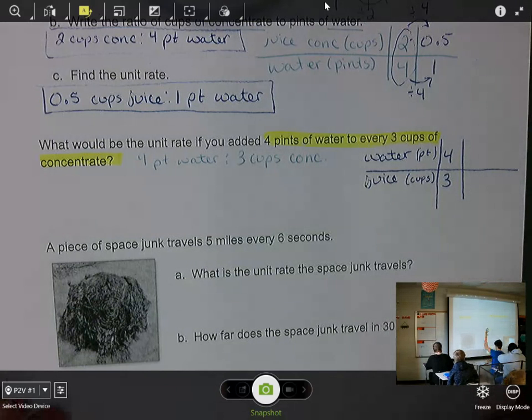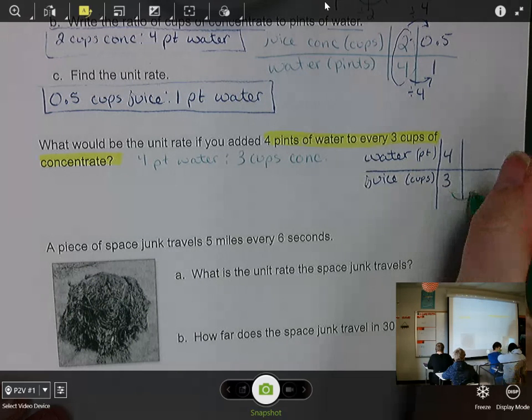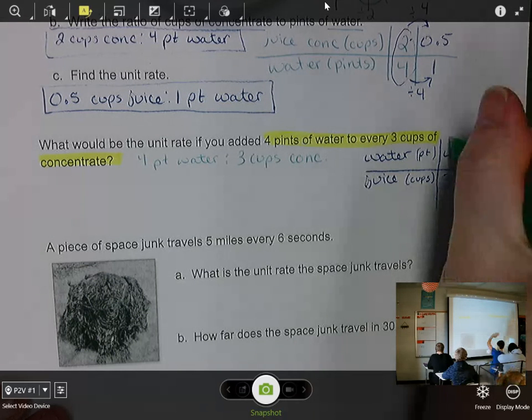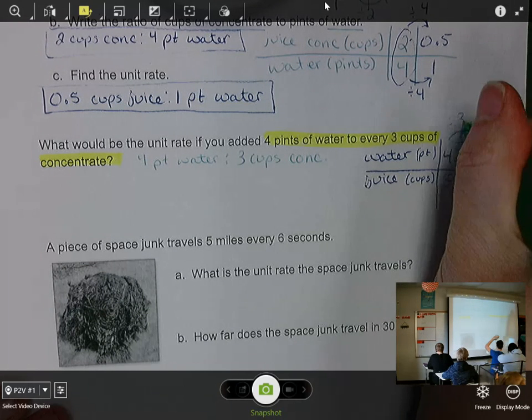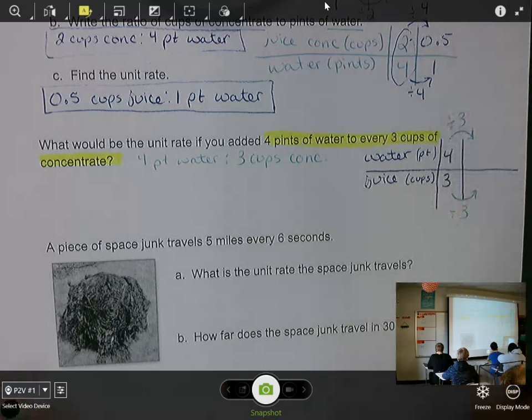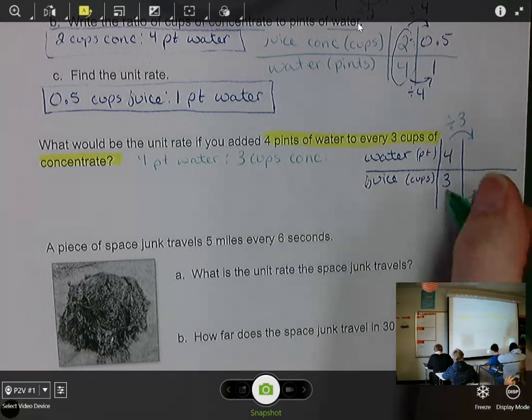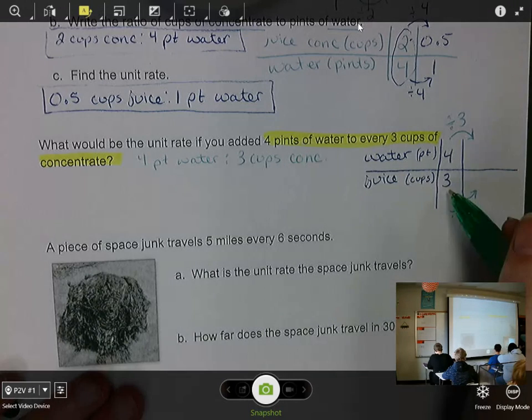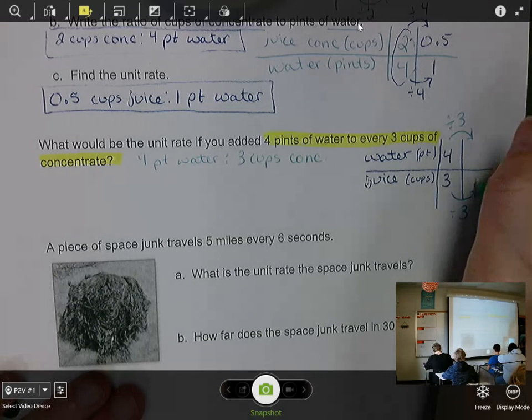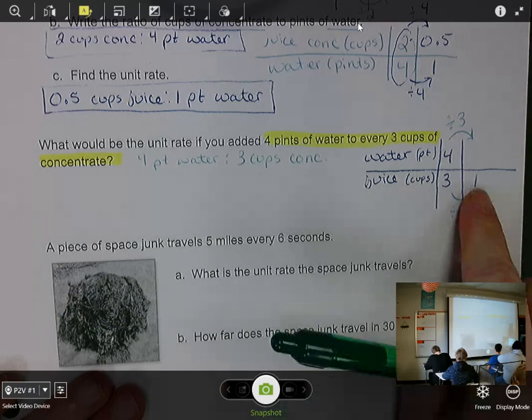My question, don't just call it out: what number do I divide by? Caleb, what number would you tell me to divide by? 3. Why would I divide by 3? How do you know to divide by 3? Yeah, it's the denominator, which means it's on the bottom. Always divide by the bottom number. Then you do 3 divided by 3, which is 1. It's because you want the denominator to be 1.